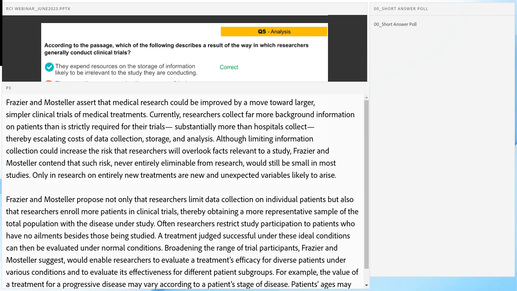Although limiting information collection could increase the risk that researchers will overlook facts, FNM contend that such risk is never entirely eliminable. If it's never entirely eliminable, can it be avoided? Can it be avoided? No, it can't be. People who chose choice C.